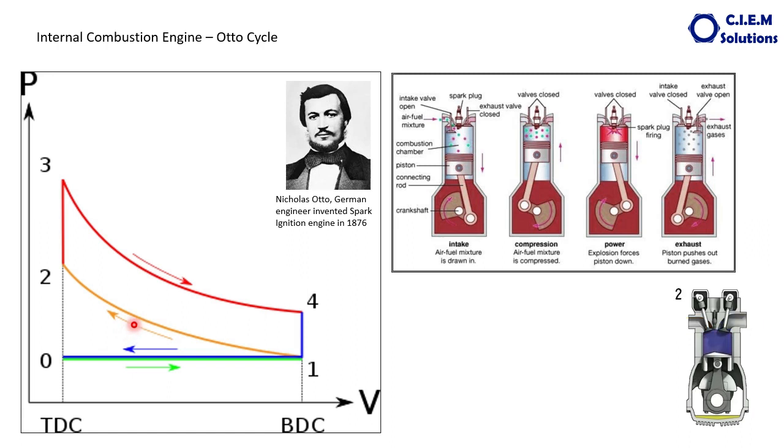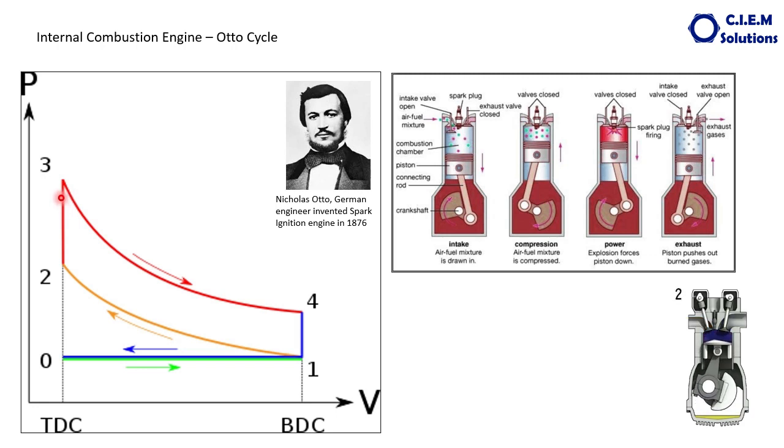Then next sequence, what happens when the piston reaches the TDC and the air fuel mixture is compressed, a spark is generated with the spark plug inside the combustion chamber. So at that constant volume, the spark is generated and the fuel air mixture is ignited. So thermal energy is generated at constant volume, 2 to 3. Piston is at TDC only.